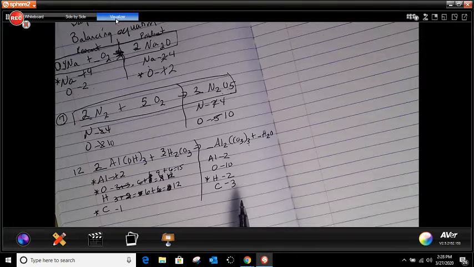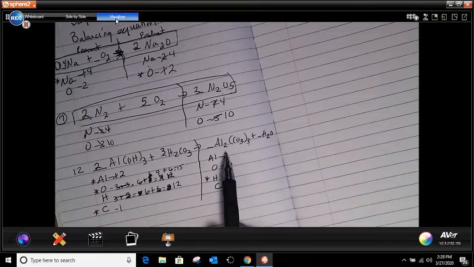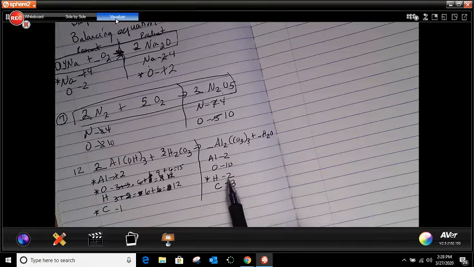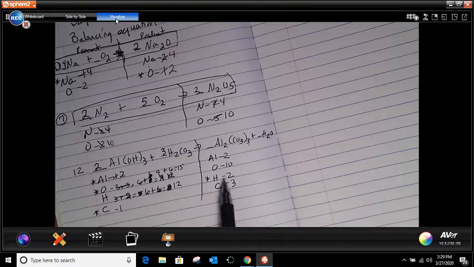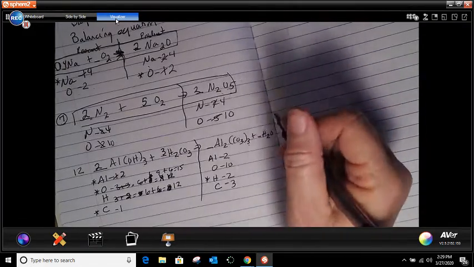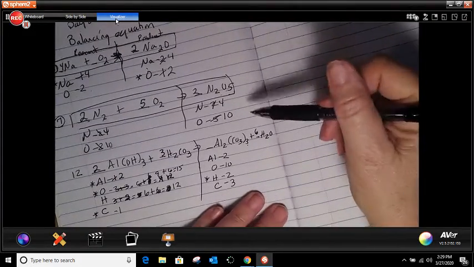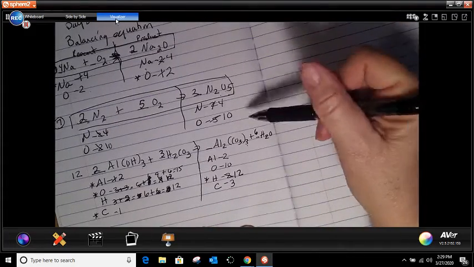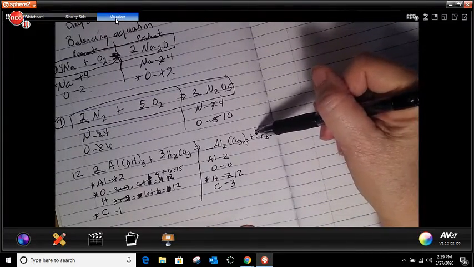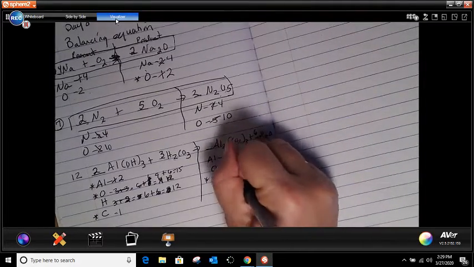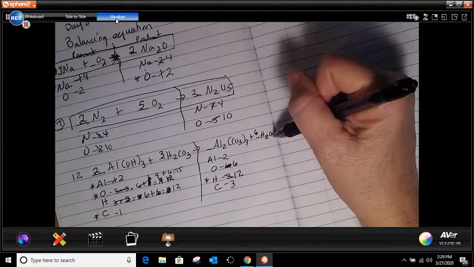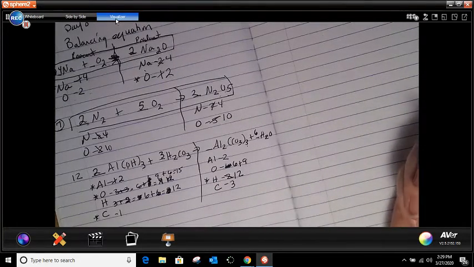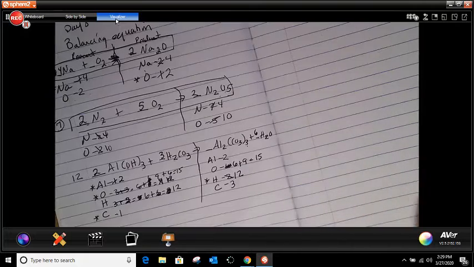So the next thing I want to do is I don't want to change Als. I'm good with that, right? Carbons, I'm going to wait for. Well, let's see. Hydrogens, I need to do something with hydrogens because listen, I've got 2 there, I've got 12 there. So if I put a 6 in front of here, 6 times 2 is 12. There's my hydrogens, but it's going to change my oxygens too, isn't it? So my oxygens now are 6 plus 3 times 3, which is 9, which is 15.